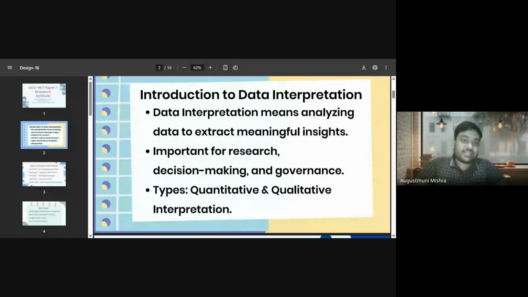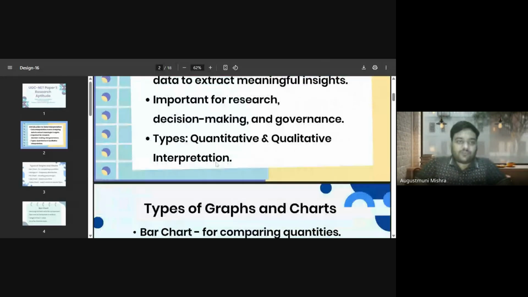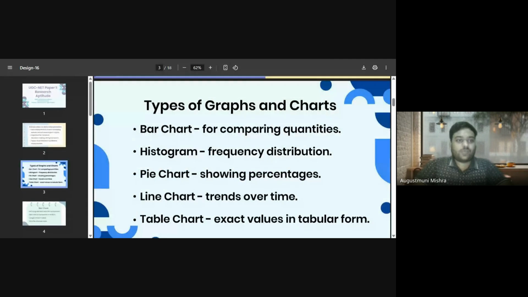In quantitative and qualitative interpretation, in the quantitative case we analyze numbers, data, facts, figures. In the qualitative case, we are analyzing opinions, thinking, and all. Okay, so that is the part of data interpretation. Now I'll move to another slide. I hope my voice is clearly audible.